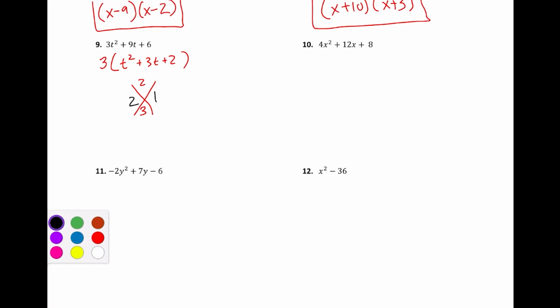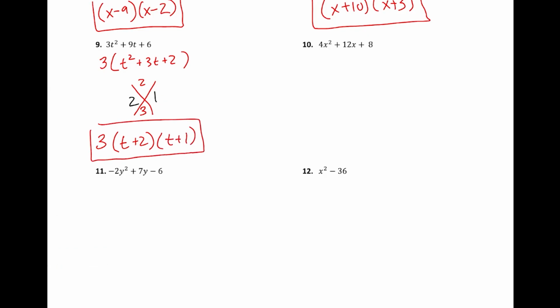2 is prime, so hopefully that one didn't take you too long to figure out. And so we still have that factor of 3 that we factored out as a GCF, but the other two factors will be t plus 2 and t plus 1. So just be on the lookout. It might look like it's going to be an A not 1 trinomial, but if you can factor out a GCF and make that a little bit easier, definitely want to do that.